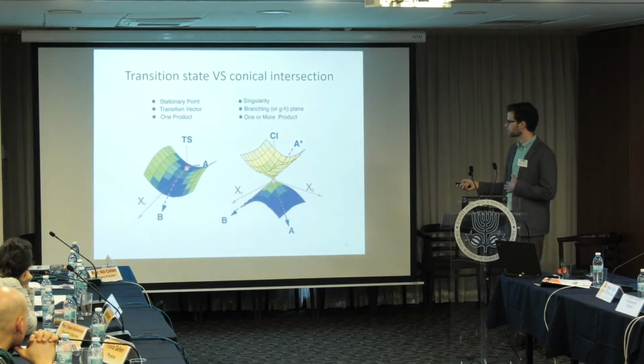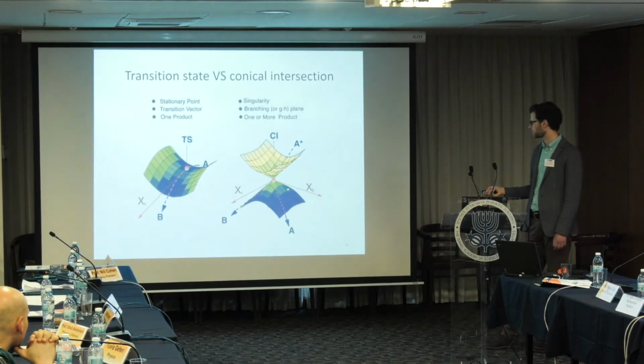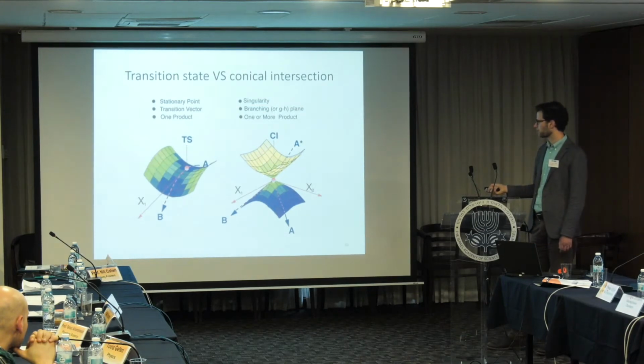Now, the conical intersection is described as a singularity. So this point cannot be optimized, and it has two vectors. If we follow one vector, we reach the product, while if we follow the other one, we go back to the reactant. And this conical intersection allows very fast, femtosecond reactions.